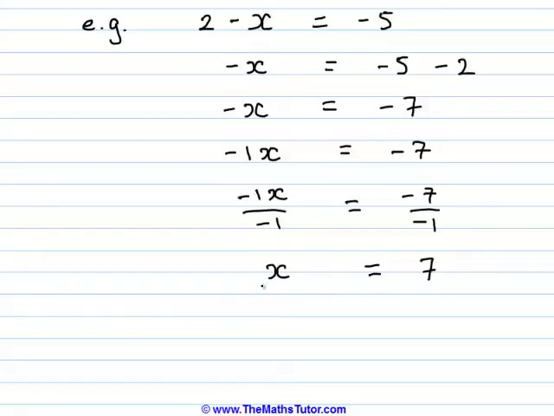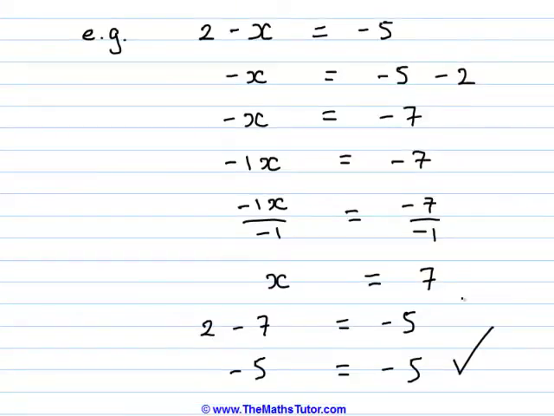And again, it's a good idea to always check your solution to make sure that you've got the right answer. The way we check this, we substitute it into the original equation. So 2 minus 7 equals minus 5. 2 minus 7 is minus 5. So that's true, so we know we've got the right answer.